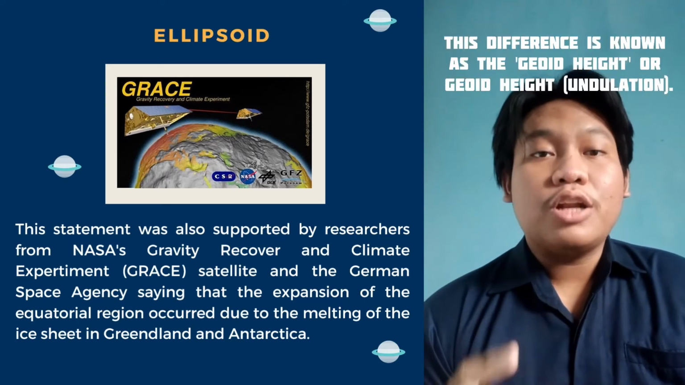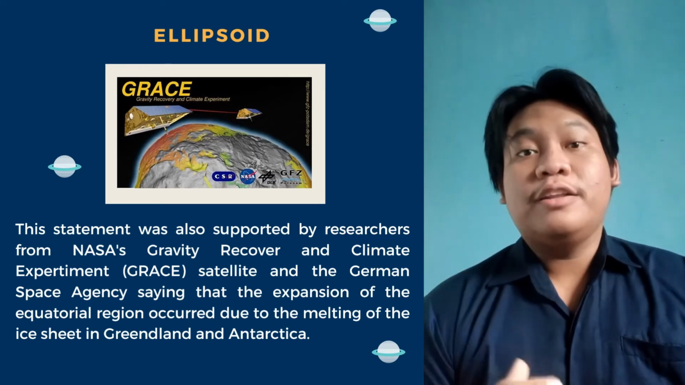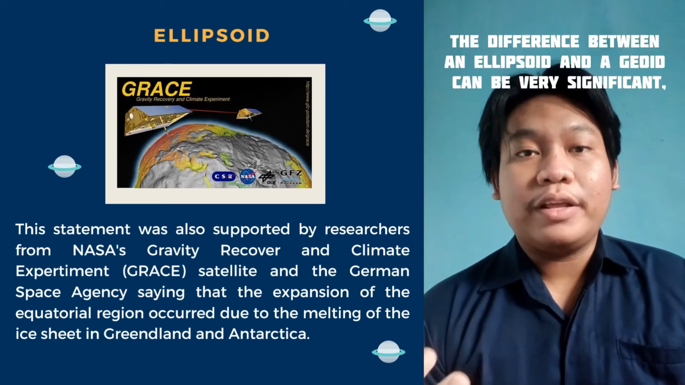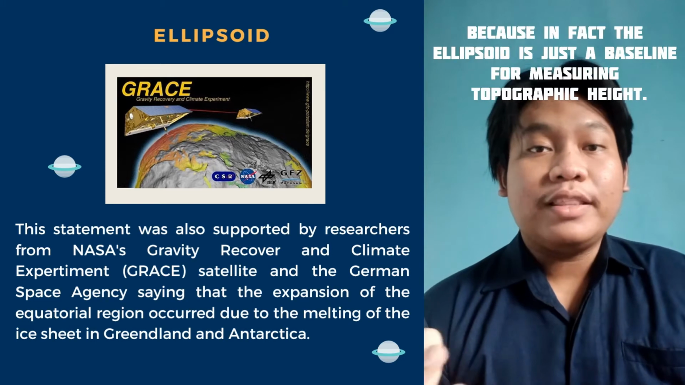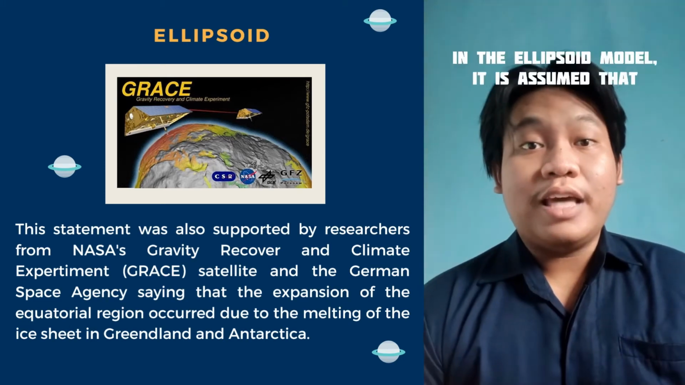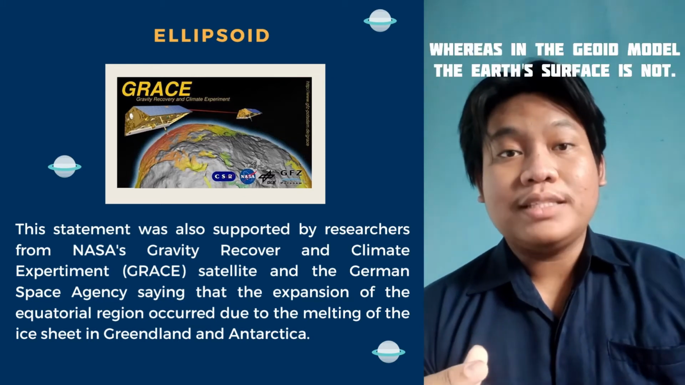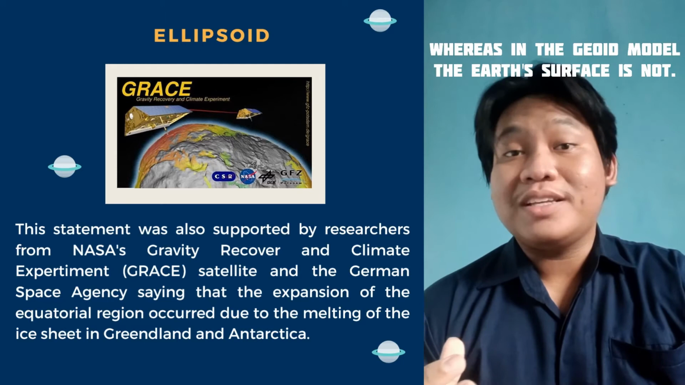This difference is known as the geoid height, or geoid undulation. The difference between the ellipsoid and the geoid can be very significant, because the ellipsoid is the baseline for measuring topographic height. In the ellipsoid model it is assumed that the Earth's surface is smooth, whereas in the geoid model the Earth's surface is not.